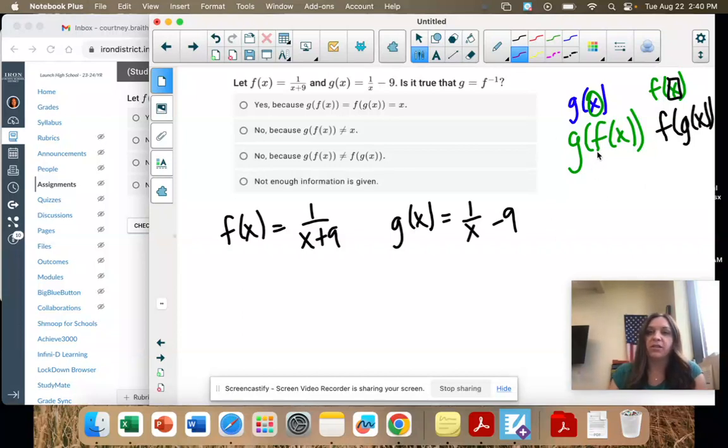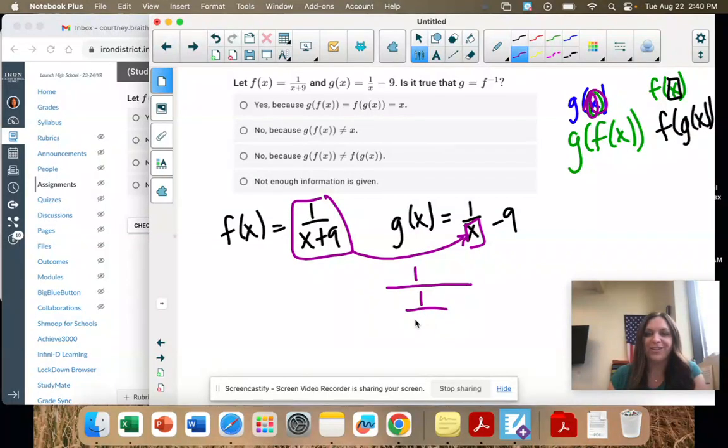So I'm going to start with this. I'm going to take the x on g of x, and this whole function is going to replace x. So I have 1 over x plus 9 minus 9. And if I simplify this, I should get just x. That's this one. That means yes. So let's see if it works.